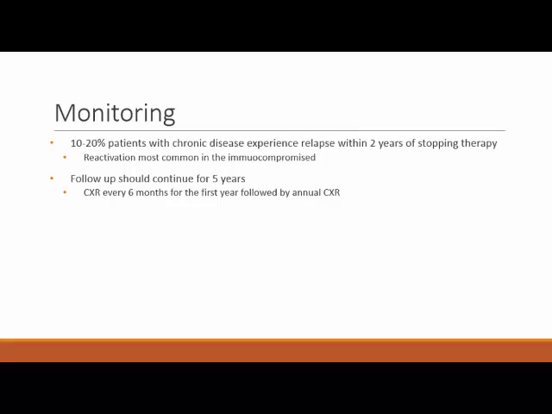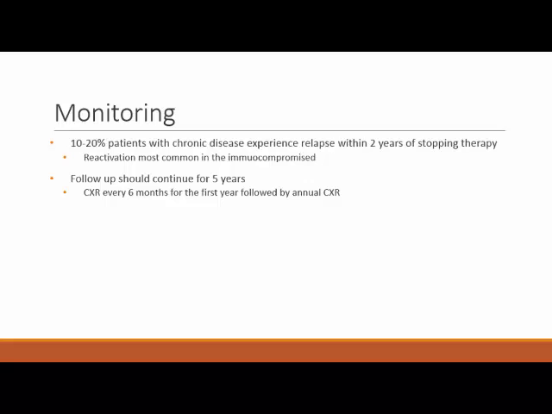So for monitoring, up to 20% of patients with chronic disease experience a relapse within 2 years of stopping the therapy. Reactivation is most common in the immunocompromised. So follow-up should continue for at least, it's recommended, 5 years. In the first year following completion of treatment, chest x-ray is recommended every 6 months, followed by annual chest x-ray after that.